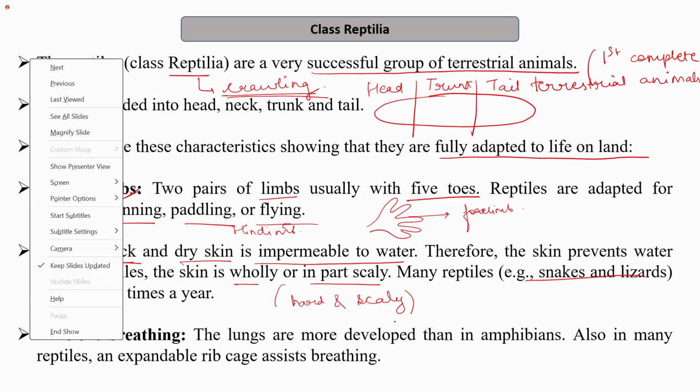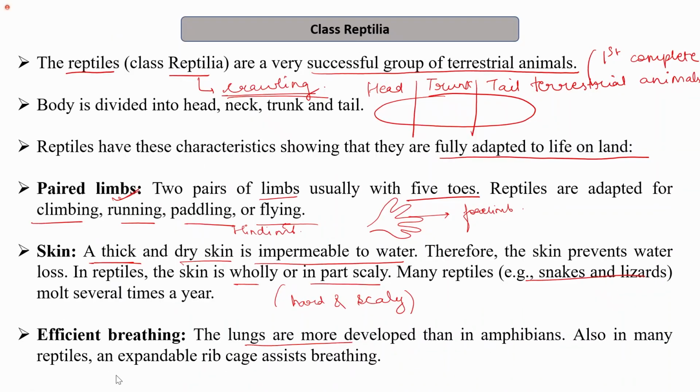The next modification is efficient breathing. The lungs are more developed than in amphibians. Also, in many reptiles, an expandable rib cage assists in breathing. They can expand their rib cage, facilitating efficient breathing.